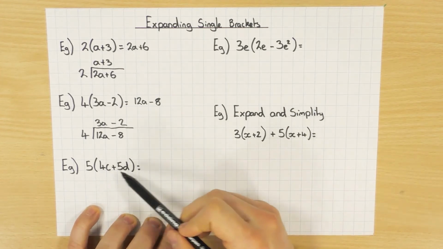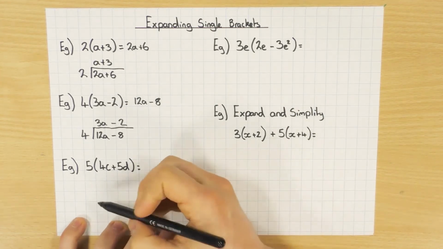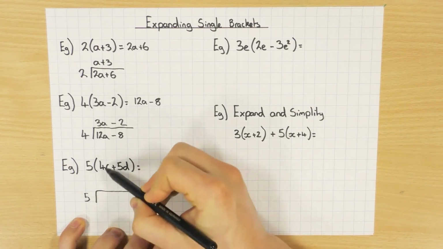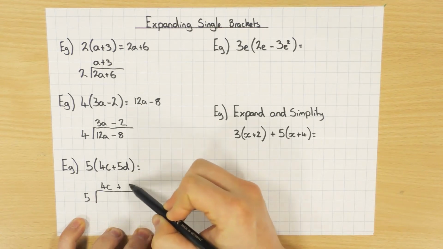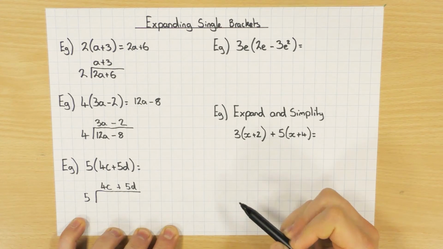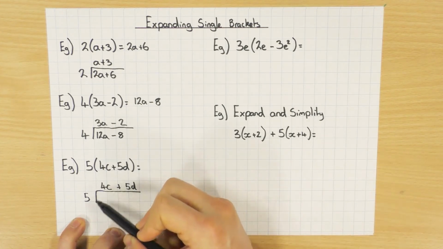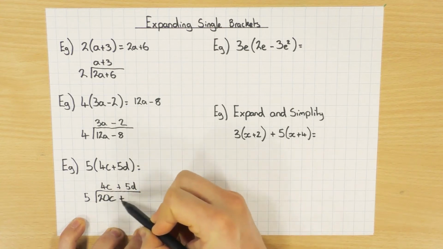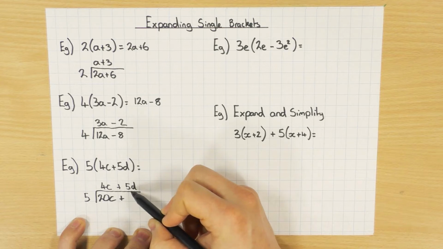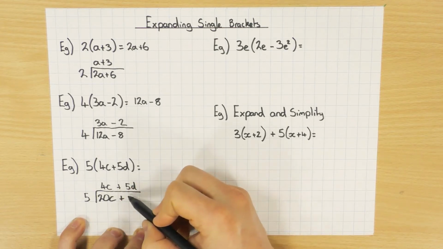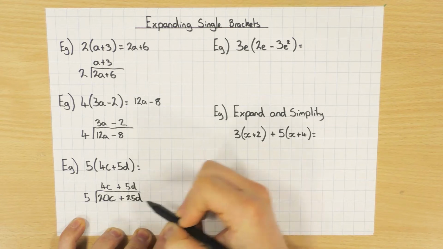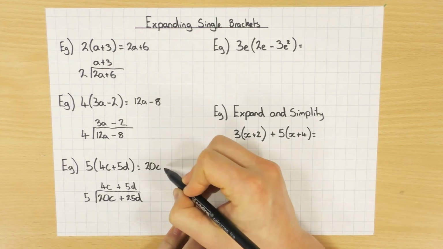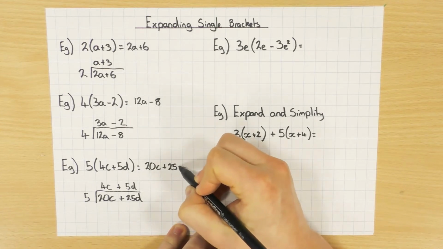This one here has two different variables, both with coefficients. Again, don't let it put you off, just draw yourself a nice little quick grid. 5 is on the outside, 4c plus 5d at the top, and times them. 5 times 4 is 20, so 5 times 4c must be 20c, and then 5 times 5 is 25, so 5 times 5d must be 25d. Don't forget to write your answer in the exam in the space provided, because we want to make it nice and easy for the examiner.